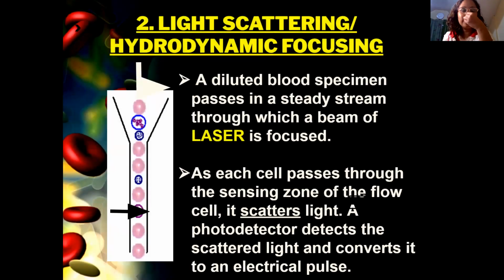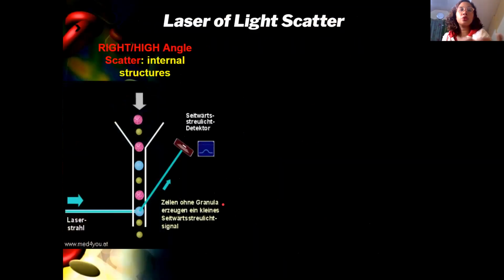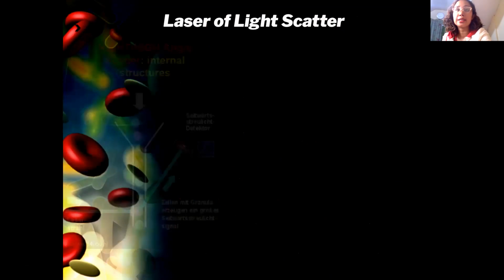So we also have light scattering, which is how the cells scatter the laser light. There is a photodetector for the light scattered upward, and a photodetector at a lower angle as well. The right or high angle, once it scatters the light, will detect the internal structure, so the number of nuclei and the granules of the cell. So the light scattering technique is more precise.